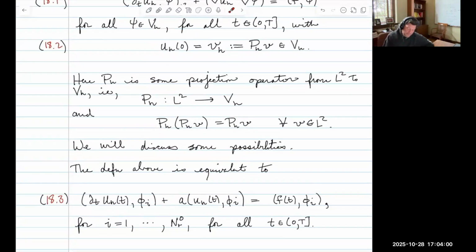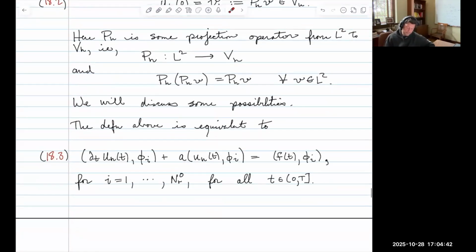Now, just for your recollection, a projection operator is some operator which is going to take a function from a continuous space like L2, an infinite dimensional space, and push it into the finite dimensional space. It should also be linear. And of course, a projection is one where if I apply it to itself, I just get the thing back. In other words, once it's already in the space, then an application of that projection operator again is like the identity. We're going to discuss some possible forms of that operation below and in our discussions.